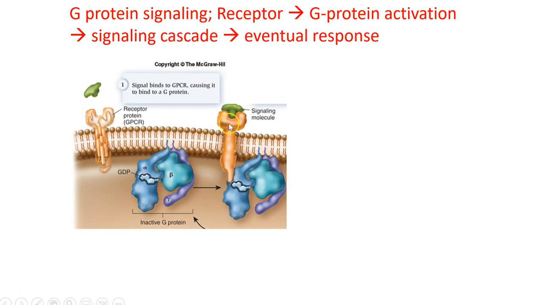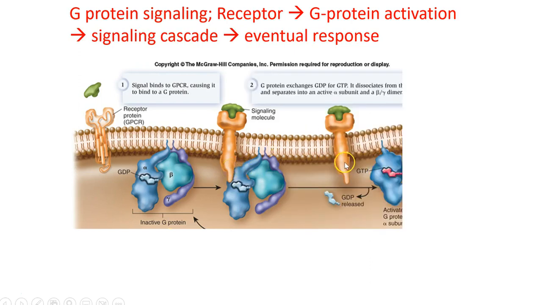However, when this ligand does bind to the receptor, that causes a conformation change in the receptor. And now this receptor, the cytoplasmic domain of it, the one part that's inside the cell, that can actually bind to our G-protein. And by binding to the G-protein, the receptor is going to cause GDP to be released from the alpha subunit in exchange for GTP.